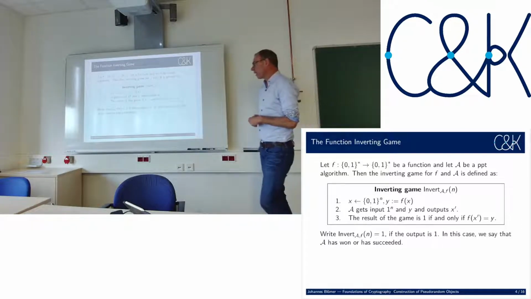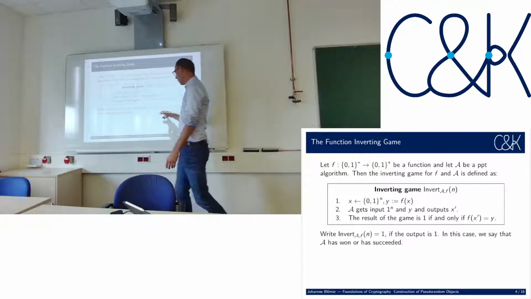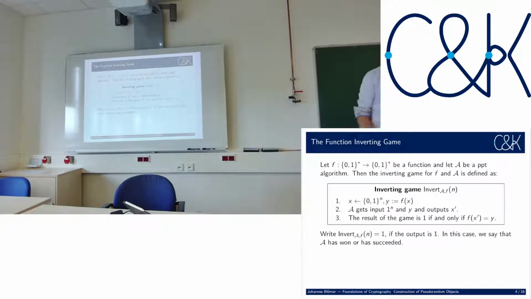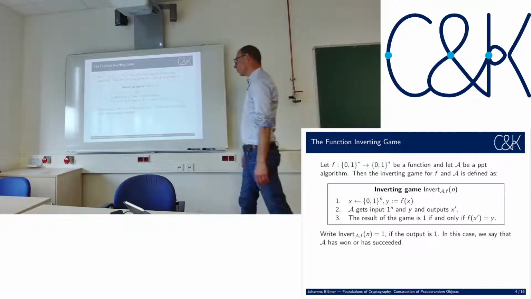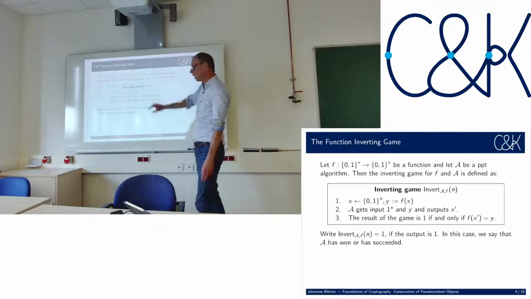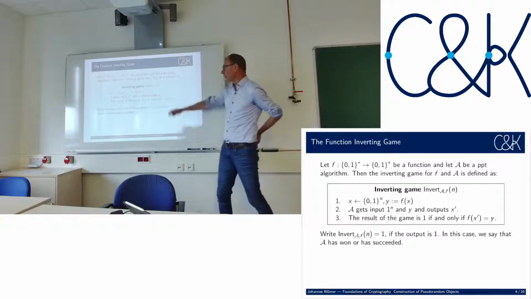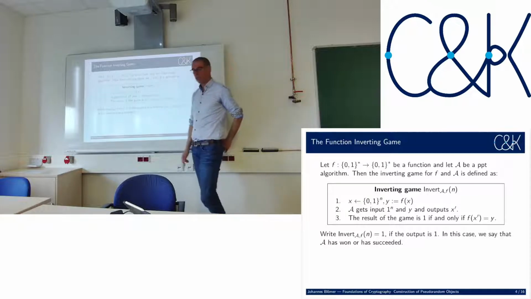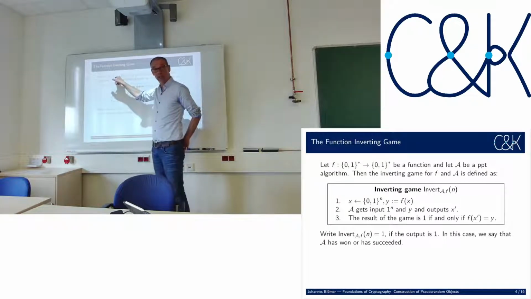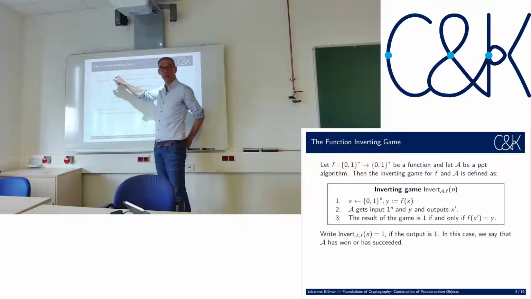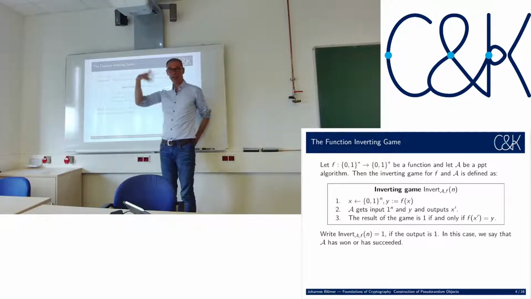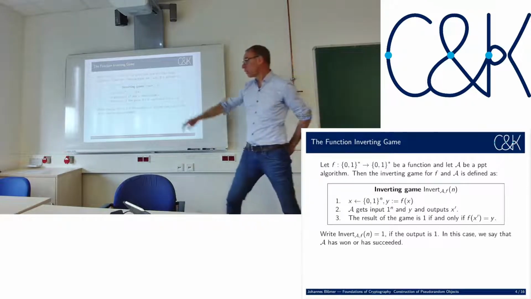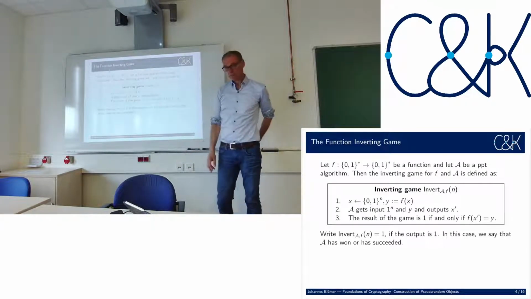And then we write Invert_{A,f}(n) is 1 if the output is 1. And in this case, we say that A has won or succeeded. So the goal of the game from the adversary's point of view is to compute a pre-image of this y for which we know that there is a pre-image. Again, let me stress, f need not be injective or bijective or surjective. If I just pick some y, there is no guarantee that it has a pre-image, but because of step 1, I know that it has a pre-image.